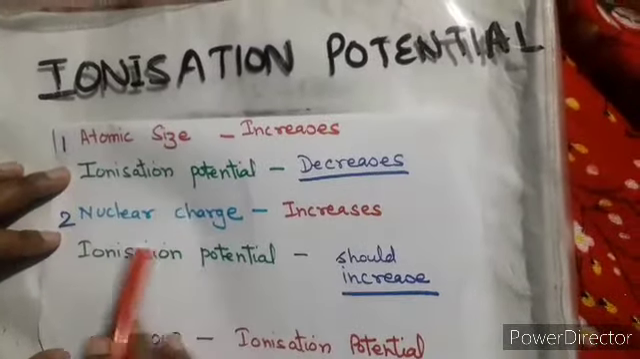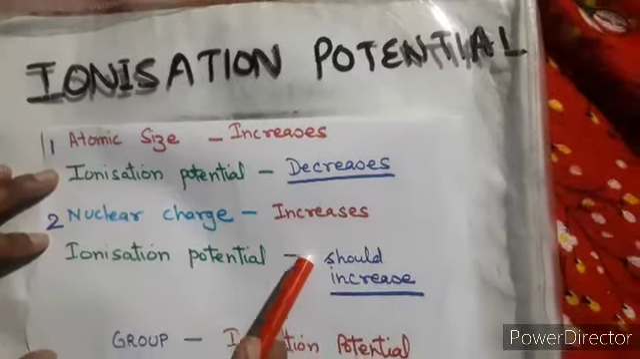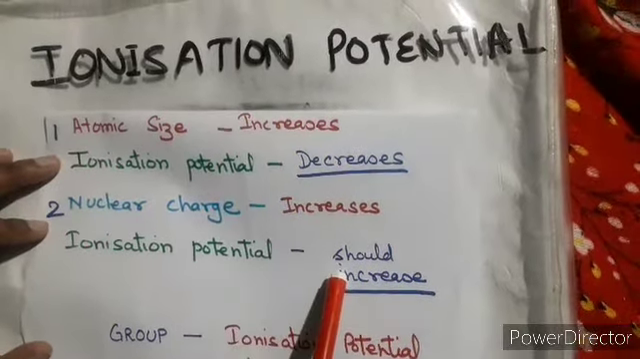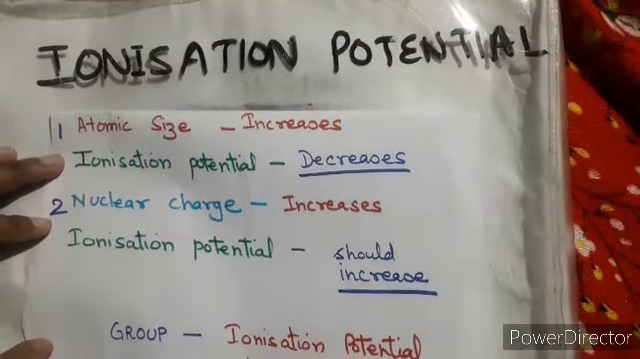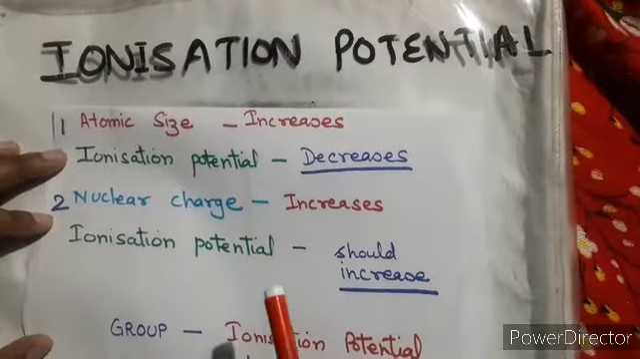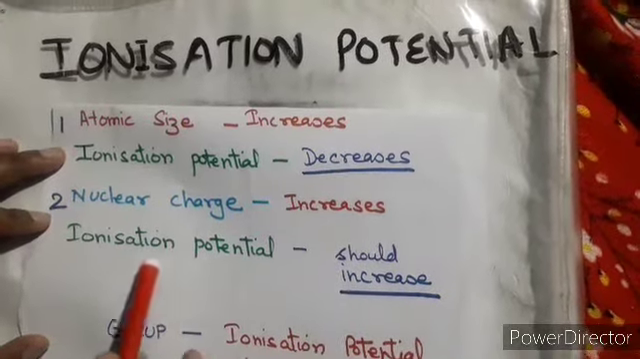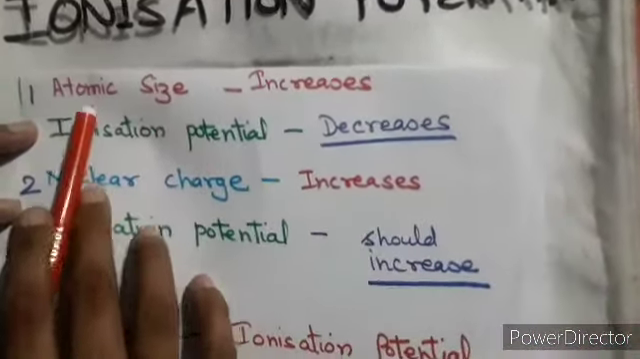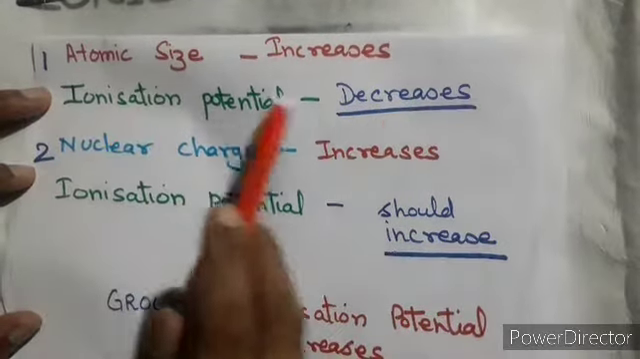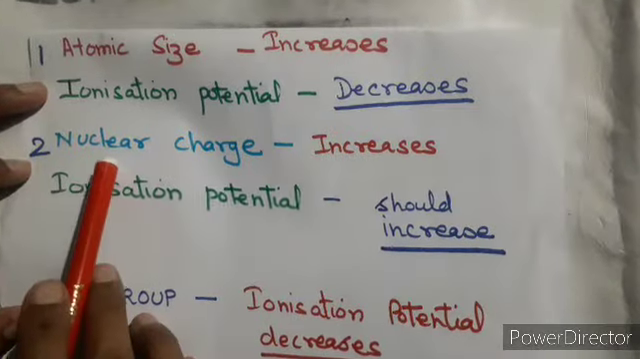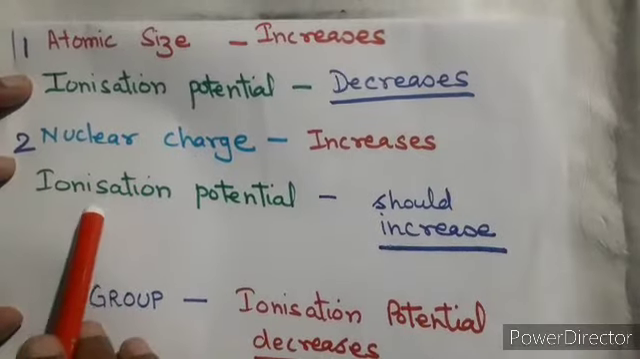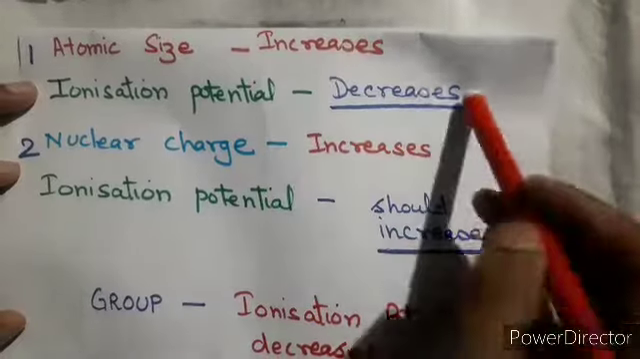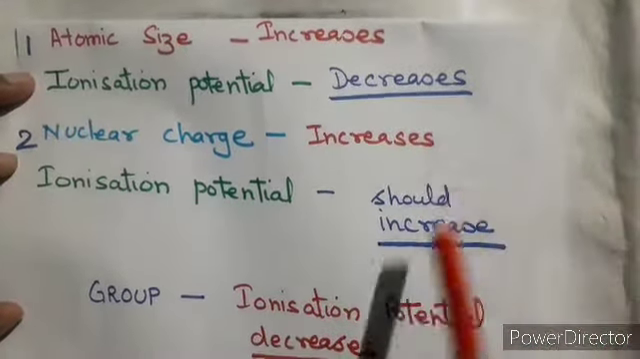Now if we focus on the second factor, the nuclear charge: nuclear charge increasing means the positive charge of the nucleus is increasing, so your ionization potential is also increasing. You need a large amount of energy to remove the electrons present in the outermost orbit. So in that case your ionization potential increases. Now please focus on these two answers. In terms of atomic size, your ionization potential decreases, but in terms of nuclear charge, your ionization potential increases. So you are getting two answers, one is decrease and the other is increase.